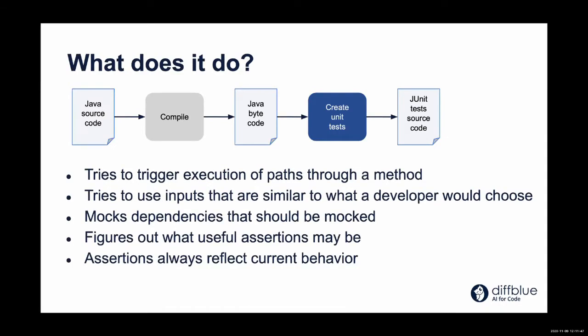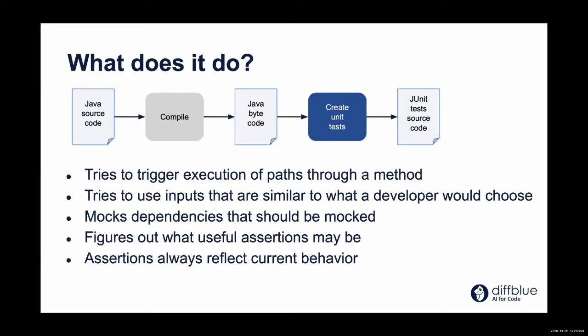So it tries to trigger execution of paths through a method, and in particular, it uses inputs that are similar to what the developer would choose, which makes the test look quite nice, and also mocks dependencies that should be mocked, and also figures out what useful assertions may be.